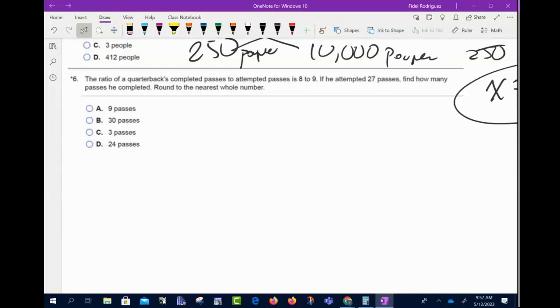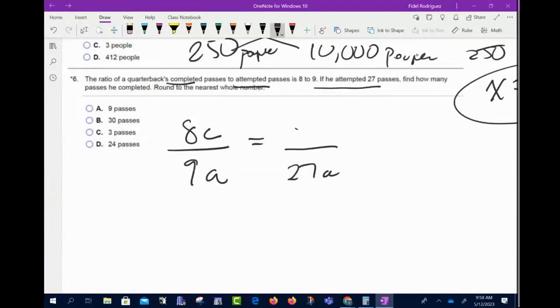Okay, look what it says, y'all. The ratio of a quarterback's completed passes to attempted passes is 8 to 9. So look, the first number is completed. The second number is attempted, right? So 8 completed out of 9 that they attempted, right? Look what it says here. If he attempted how many? 27. Where should I put the 27? On the bottom, right? Because those are attempted. We want to know how many did he complete, right?